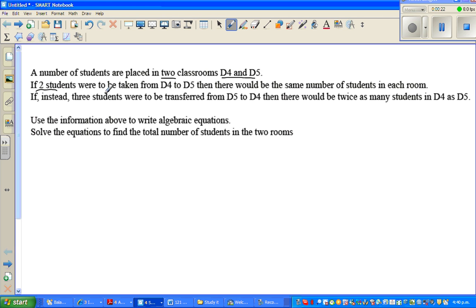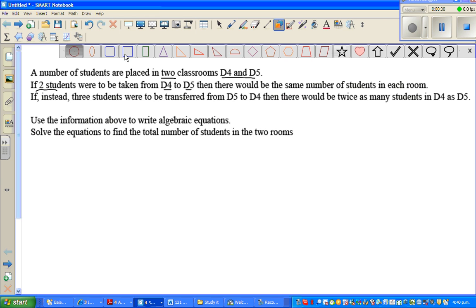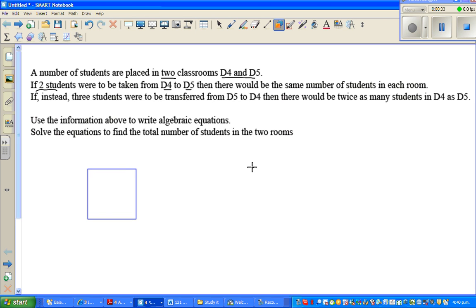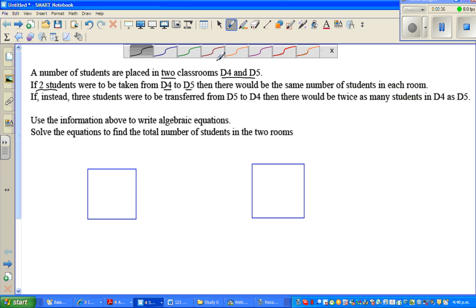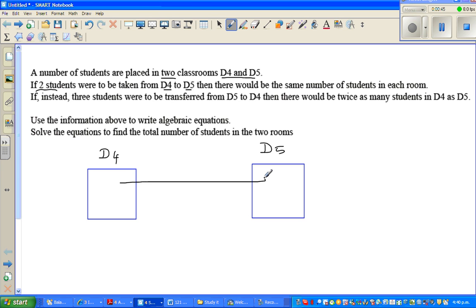If two students were to be taken from D4 to D5, let me draw the rooms. Suppose this is a room, these are two rooms. So what are they saying? This is room D4 and this is room D5. Suppose D4 has A students and D5 has B students.